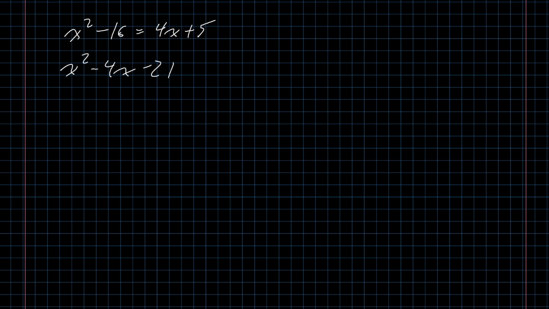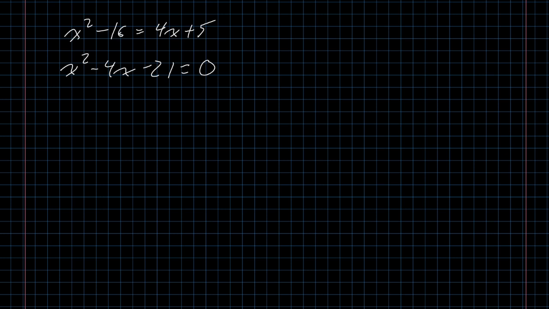Subtract 4x from both sides of the equation, subtract 5. Negative 16 minus 5 is negative 21. And on the right-hand side, 4x minus 4x is 0, 5 minus 5 is 0. So we have 0 on the right-hand side of the equation. Now, it's in a form that we can factor.